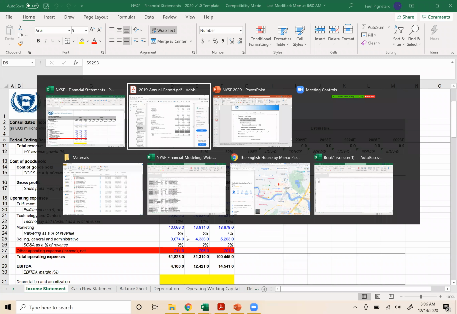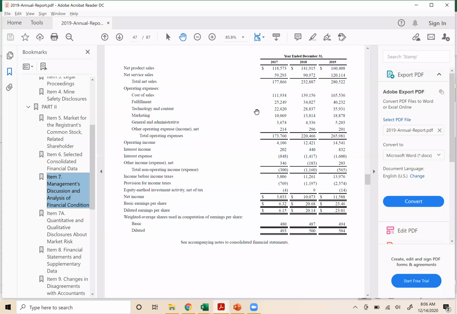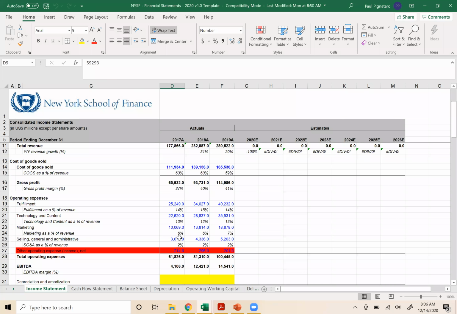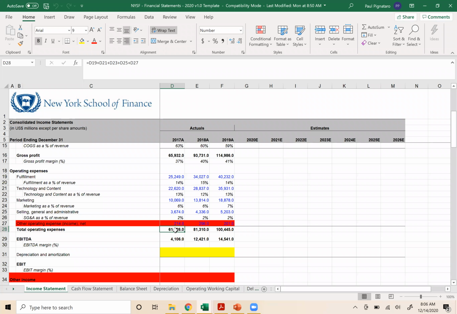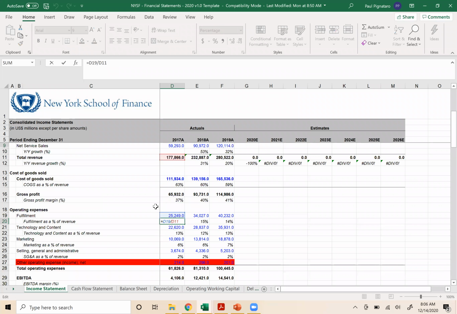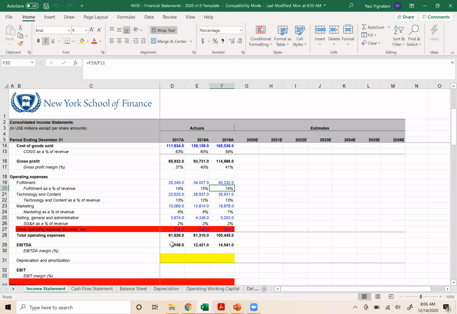Okay. Fulfillment, technology and content, marketing, general and administrative, other. Okay. Laid that all out. We added them up. Each line item we looked at as a percentage of revenue, because those margin metrics, technology and content as a percentage of revenue, marketing as a percentage of revenue, are helpful in making financial projections, which we're going to talk about later.